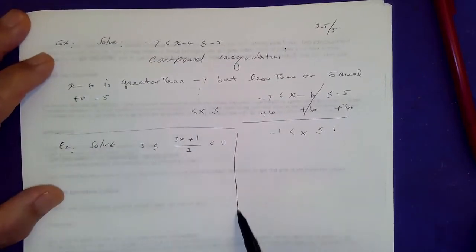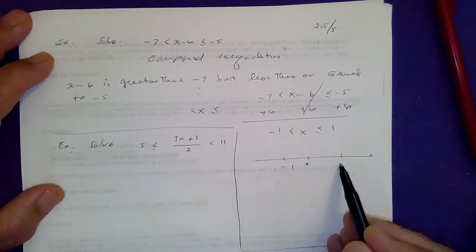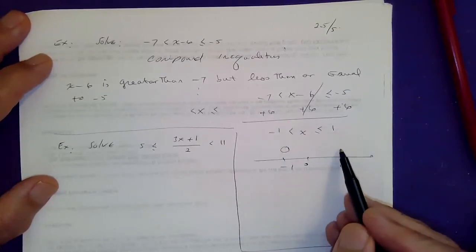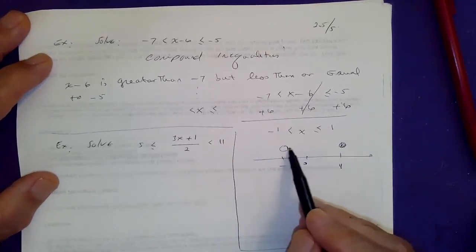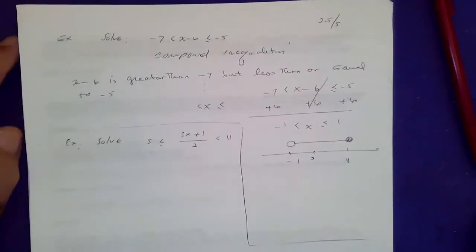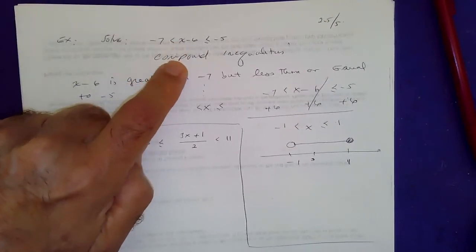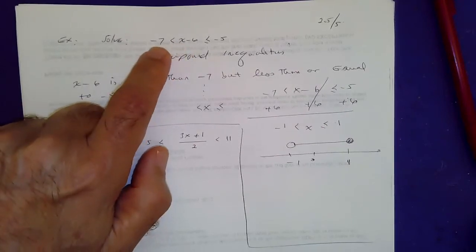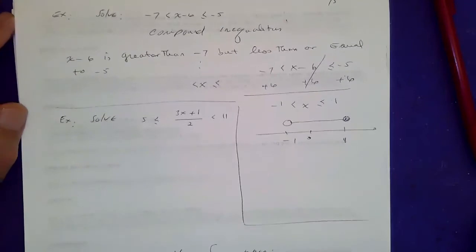So how does the picture look like? Well, here is a number line. Here is negative 1. Here is positive 1. Right above negative 1, you have an open dot. Right above positive 1, you have a closed dot. And x is in between, so you connect the dots. So that's called a compound inequality. Compound meaning you have more than one inequality, because this reads x minus 6 is greater than negative 7, and x minus 6 is less than or equal to negative 5. So it's two inequalities in one.